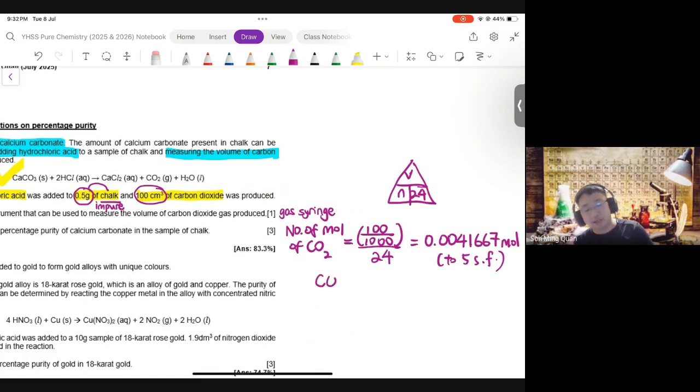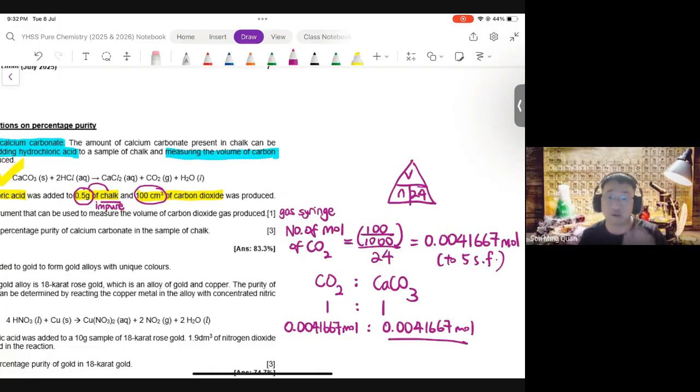The next step is the mole ratio. Since we have calculated CO2, let's take the mole ratio of CO2 to calcium carbonate because you want to find calcium carbonate. The mole ratio according to the balanced equation is 1:1. 0.00416667 moles is to 0.00416667 moles. So we also have 0.00416667 moles of calcium carbonate. The next step is to find the mass of calcium carbonate. This is easy. We take number of moles times MR.